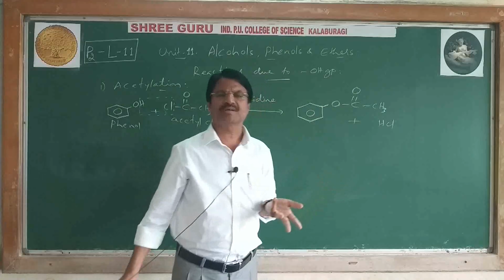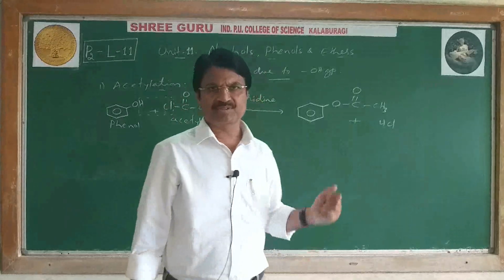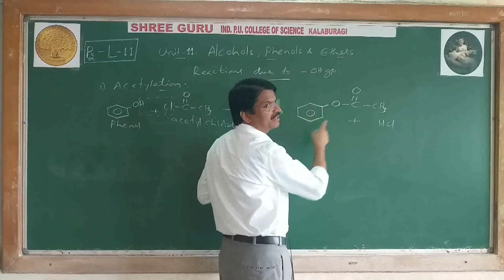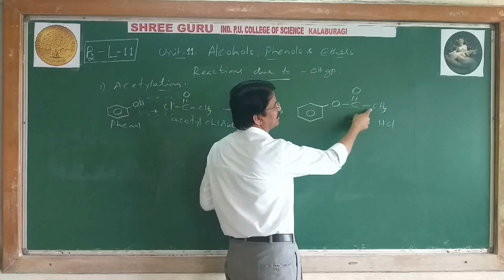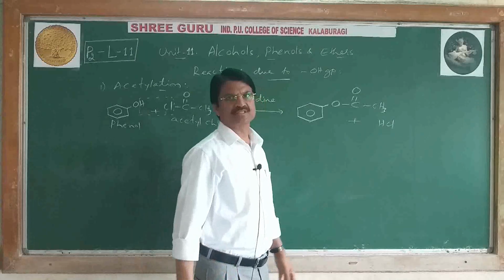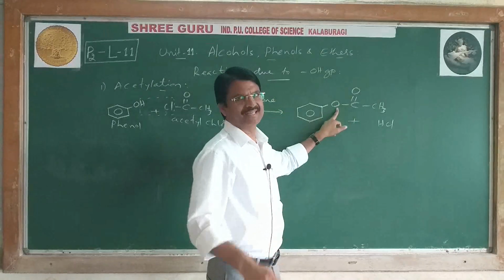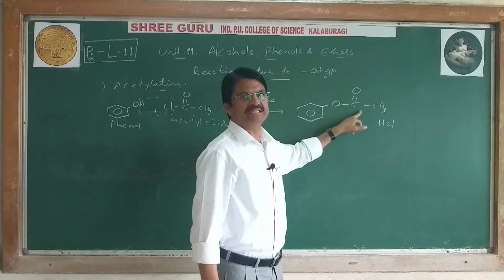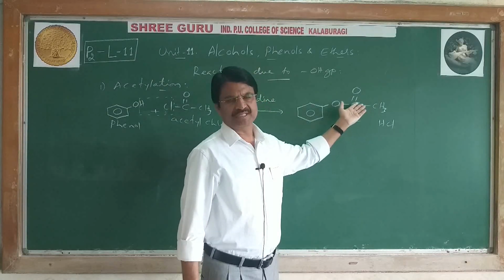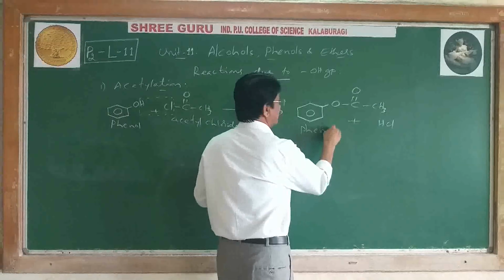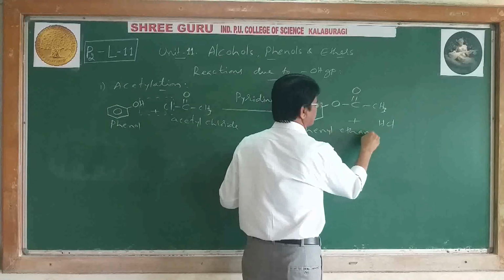RCOOR' compounds are said to be esters. So it is an ester, but what is the name of this, methyl benzoate or phenyl acetate? Yes, it is called phenyl acetate. CH3COO is called acetate, and the IUPAC name is ethanoate. Therefore, this compound is phenyl ethanoate.